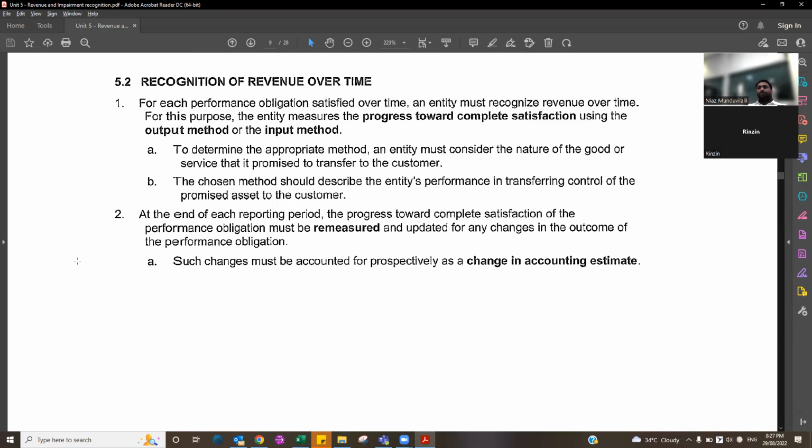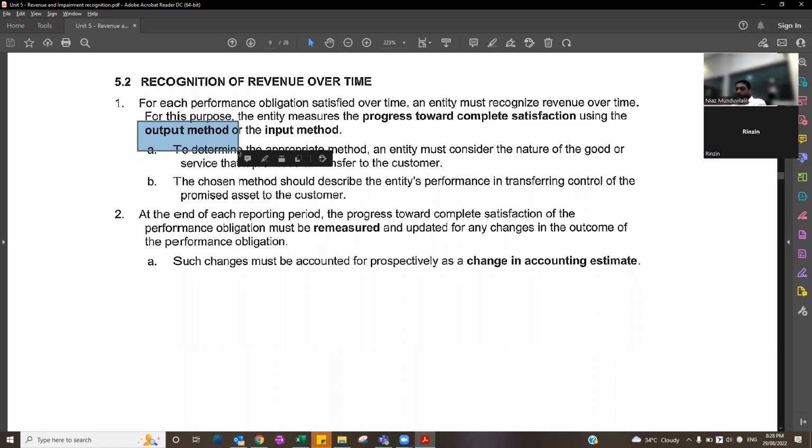Recognition of revenue over time. For each performance obligation satisfied over time, an entity must recognize revenue over time. For this purpose, the entity measures the progress towards complete satisfaction using the output method or input method. Here we will take the example of construction of a building. So output method means, for example, it's a 10-story building. I entered into a contract for 1 million dirhams. So 1 million dirhams is the selling price. If I completed 50% of the building, then I will recognize 500,000 as my sales revenue, if I am following the output method.